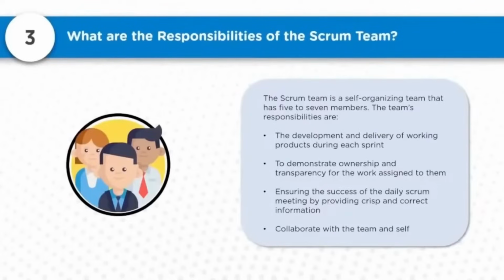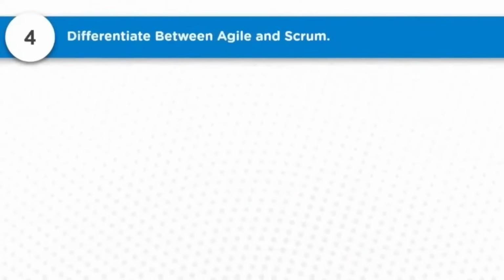So it should be a minimum 15-minute meeting when we say daily stand-up meeting. So the Scrum team collaborates with each of the team members, they work together and they self-organize. So next question, differentiate between Agile and Scrum.